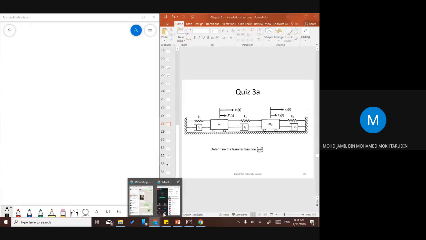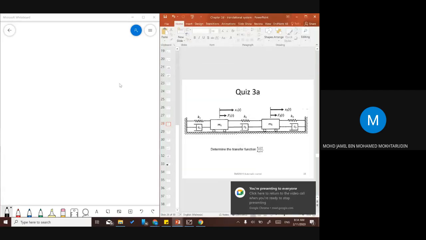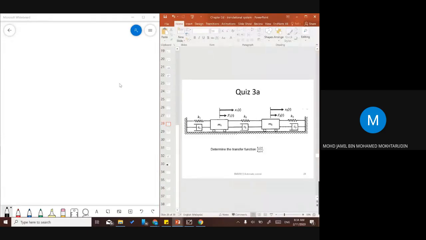Okay, so let's draw the free body diagram. Let's look at the first block here, M1. First you need to determine what are the components connected to M1. So here at M1, you have spring K1, damper C1, spring K2, and damper C2.